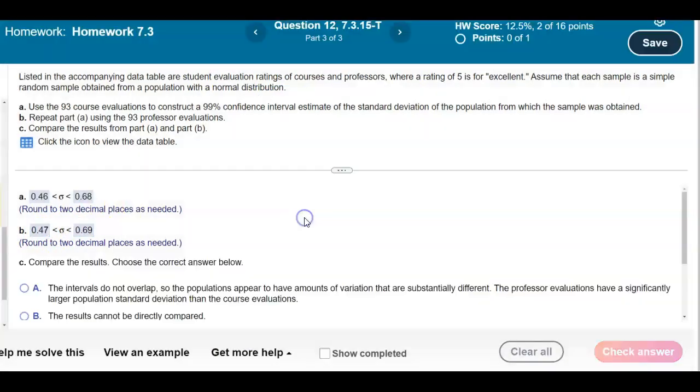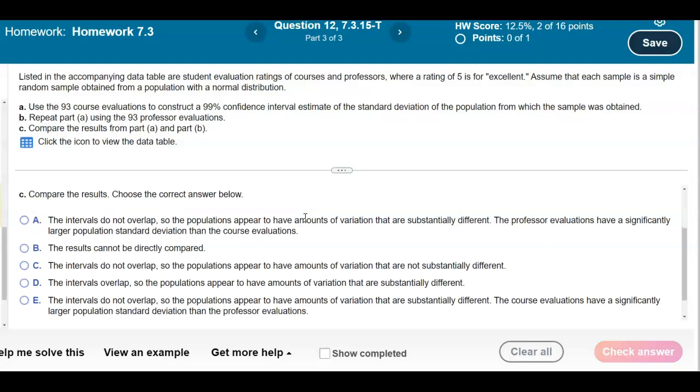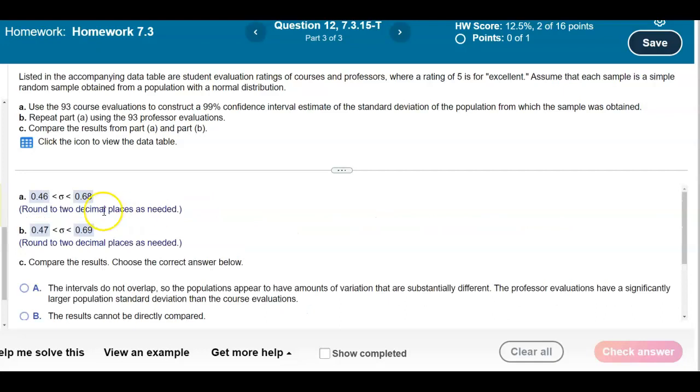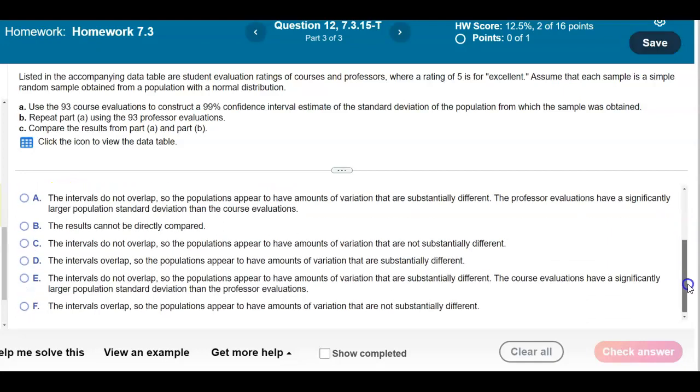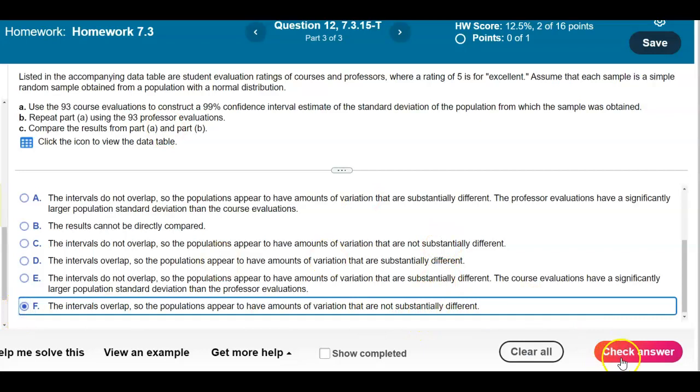And there's our result. Now the question says, compare the results and choose the correct answer below. You can see here that they overlap. Therefore, we would say that the intervals overlap, so the populations appear to have amounts of variation that are not substantially different. So we would say F.